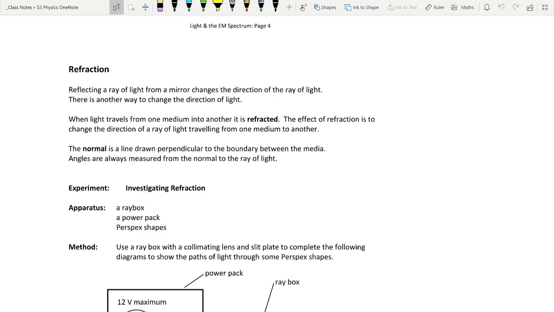And just a reminder that the normal is a line drawn perpendicular to the boundary between the media. So if you're shining it into a surface, it's 90 degrees to the surface. And angles are always measured from the normal to the ray of light.